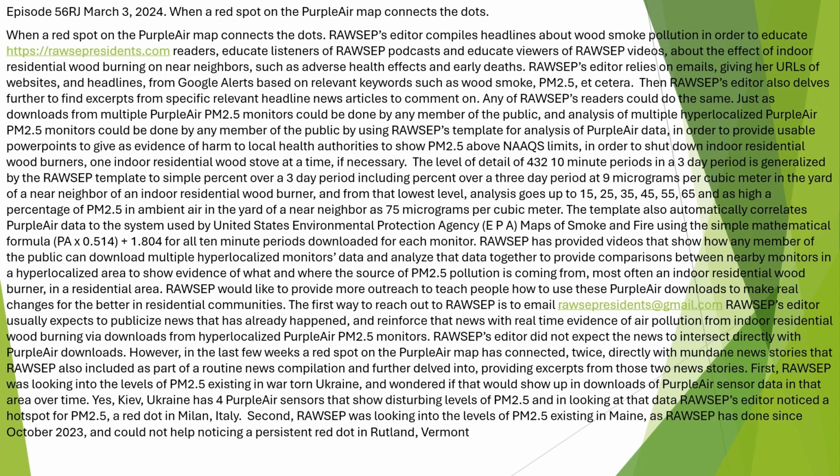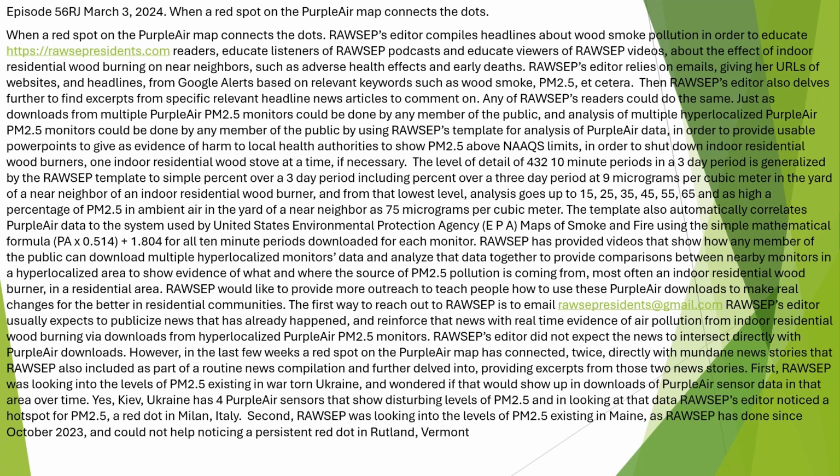stories that ROSEP also included as part of a routine news compilation and further delved into, providing excerpts from those two news stories. First, ROSEP was looking into the levels of PM 2.5 existing in war-torn Ukraine and wondered if that would show up in downloads of PurpleAir sensor data in that area over time. Yes, Kyiv, Ukraine has 4 PurpleAir sensors that show disturbing levels of PM 2.5, and in looking at that data ROSEP's editor noticed a hotspot for PM 2.5, a red dot in Milan, Italy.